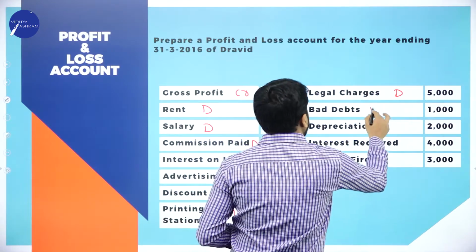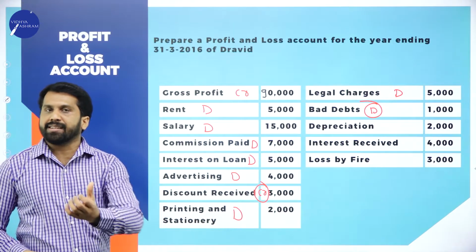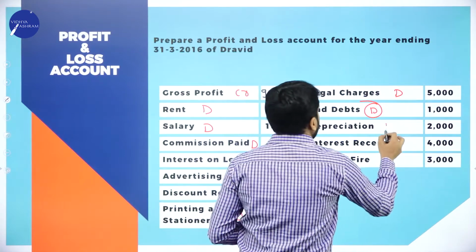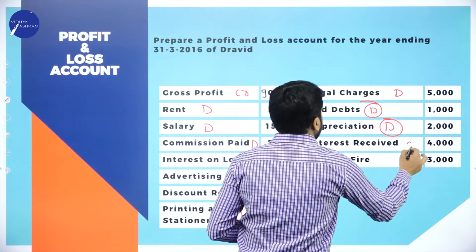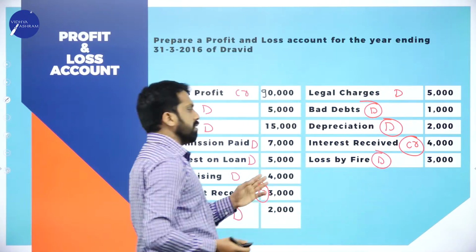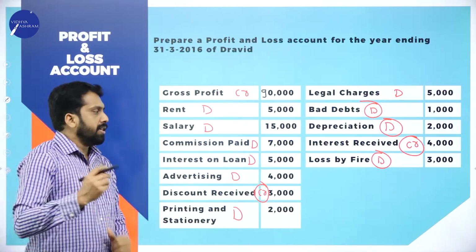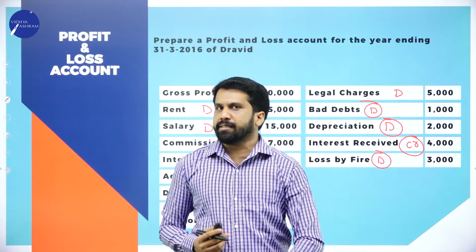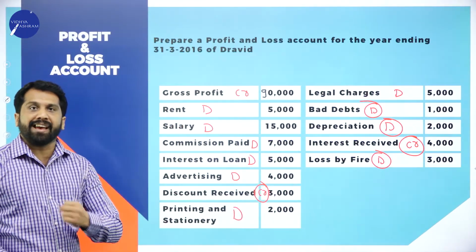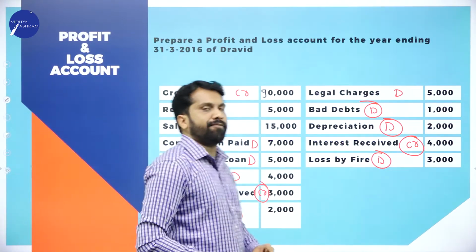Bad debts. You know what is bad debts? You have given loan and that loan has not yet received back. That is called bad debts. Now, depreciation, debit. Interest received, credit. Loss by fire, debit. What do you mean by loss by fire? For example, you have a godown. In the godown, you have all the raw materials. So, your raw materials are kept in the godown. By miss, fire occurred. Whatever loss happened, that is called loss by fire.